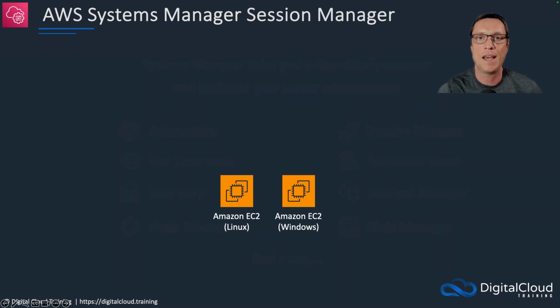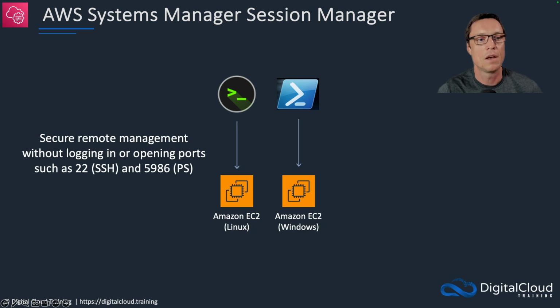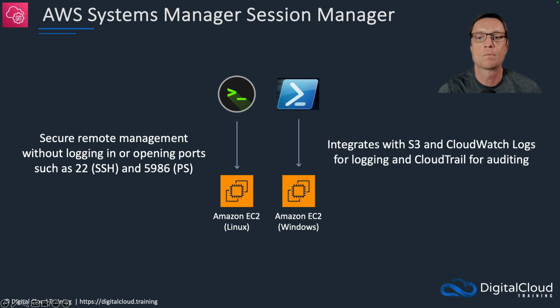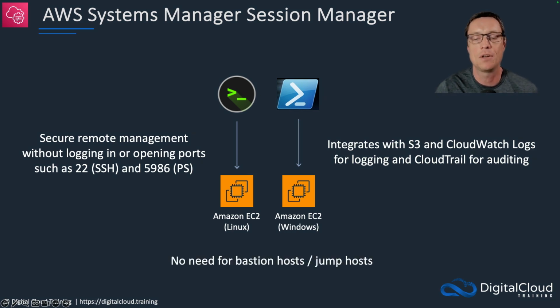So with Session Manager, we can connect to both Linux and Windows instances using a command line, and it's remote PowerShell for Windows. So it uses secure remote management without logging in or opening ports like 22 or 5986 for remote PowerShell. And it integrates with S3 and CloudWatch logs for logging and CloudTrail for auditing. So you can enable logging for Session Manager, and for example, you can direct those to CloudWatch logs, and every command that's run can be loaded into CloudWatch logs so that you can review the history of who did what and when. There's no longer any need for bastion hosts or jump hosts.